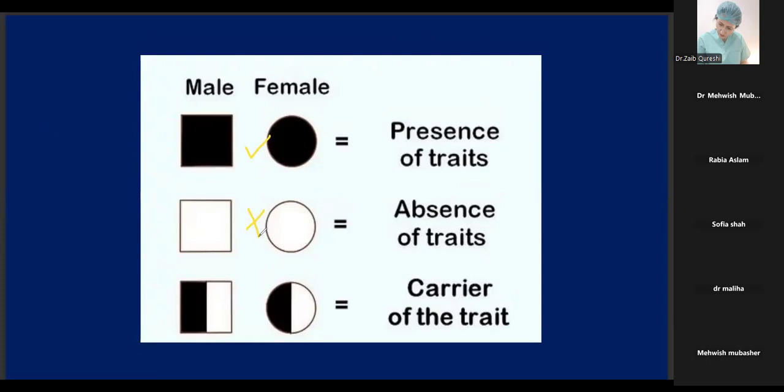But if you know that the person is a carrier of the disease, then it will be half shaded, or they will mark a dot inside.